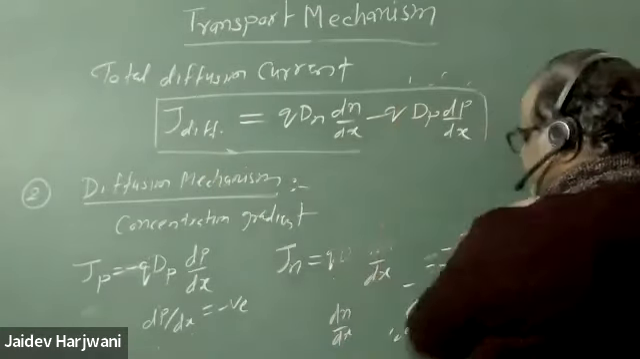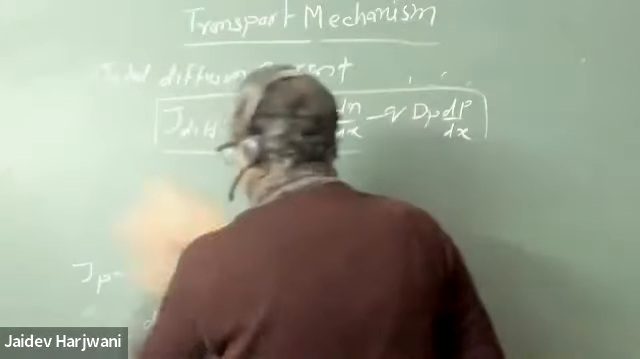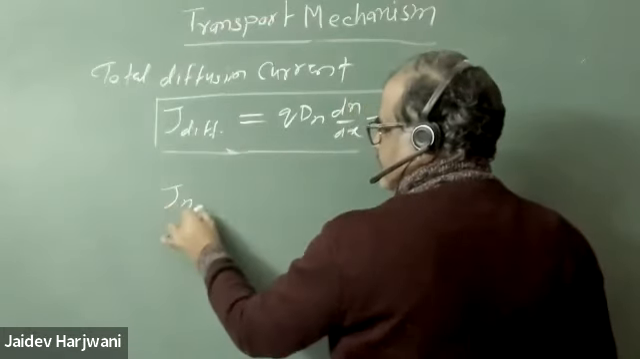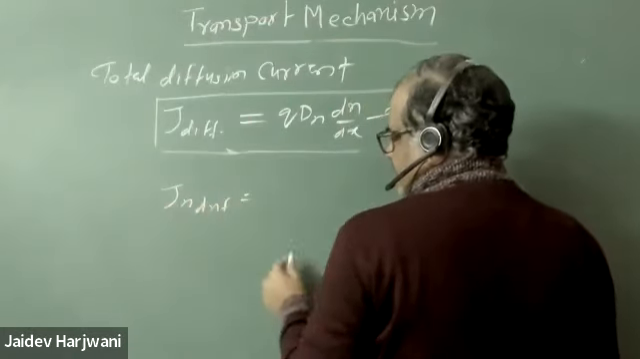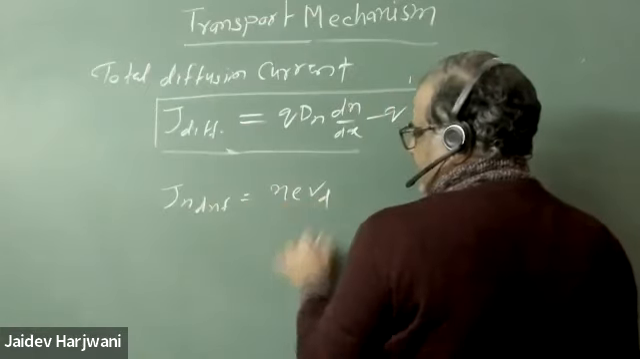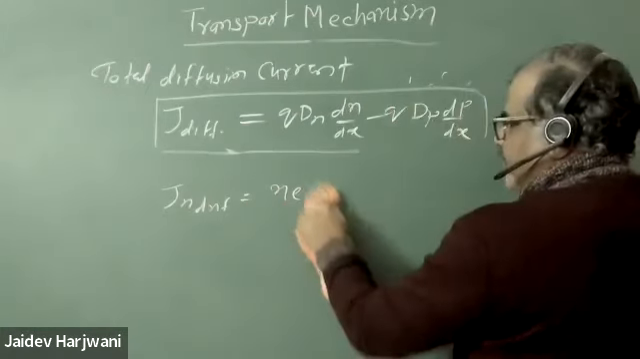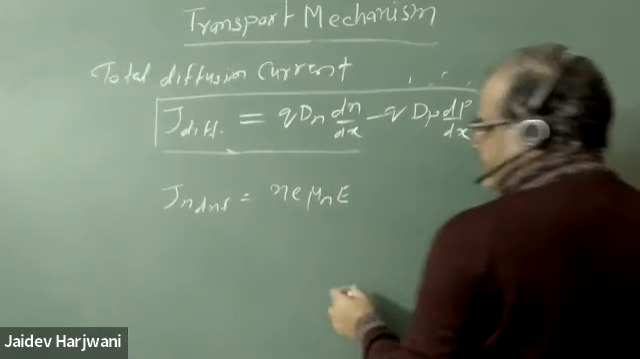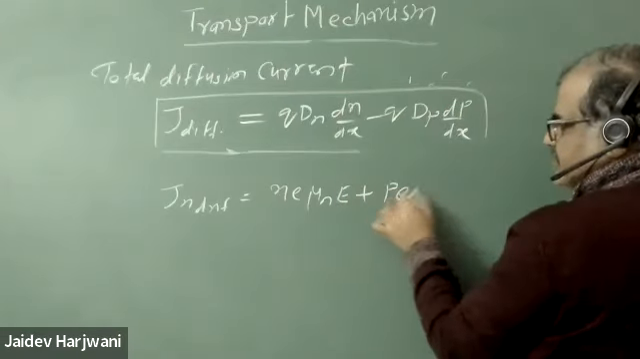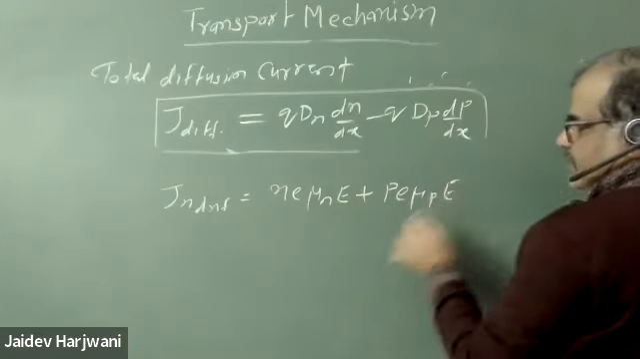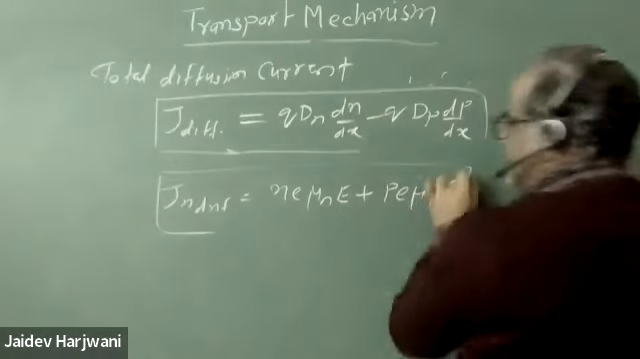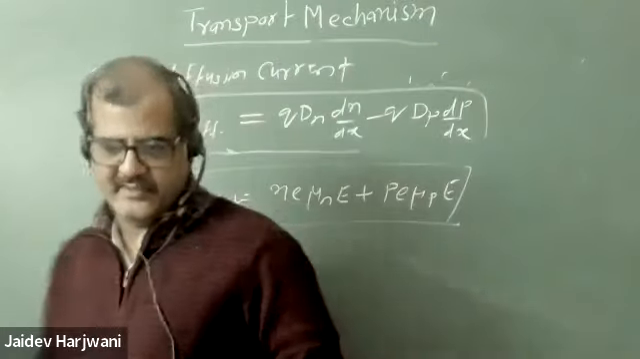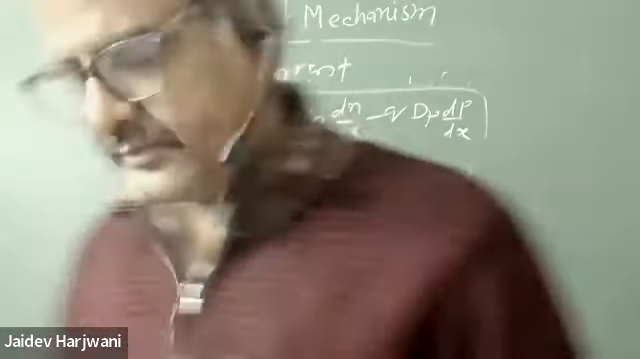What is the formula for drift current density? What is Jn drift? It is n e vd, and vd we can also write as mu into E. So Jn drift is n e mu n E. Okay, so this is for drift current. Similarly, for holes it is p e mu p E. So this is the drift current density, and above is the diffusion current. So both types of mechanism exist in semiconductors.